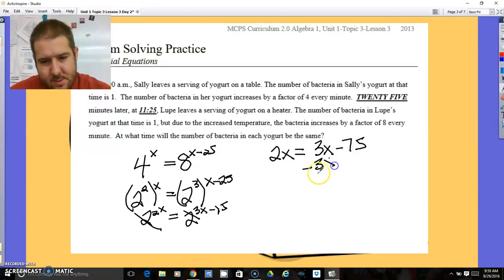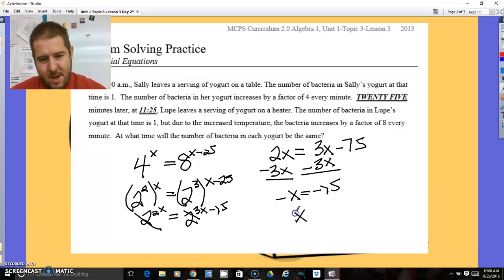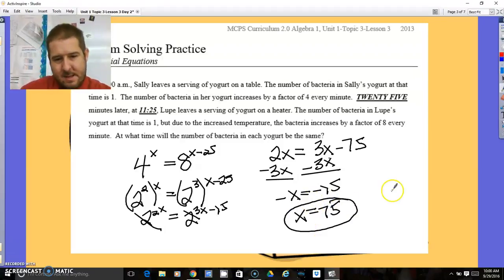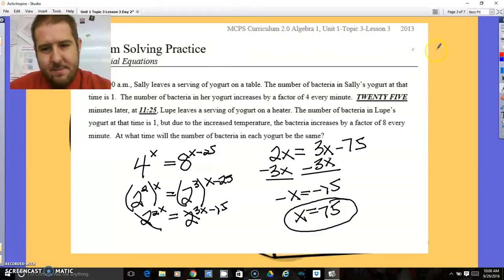Subtract 3x from both sides, subtraction property of equality. And that's going to leave us with negative x equals negative 75. Multiply both sides by negative 1. X is positive 75. Yeah, look at all those steps. That's a lot of steps to get to that answer of 75.